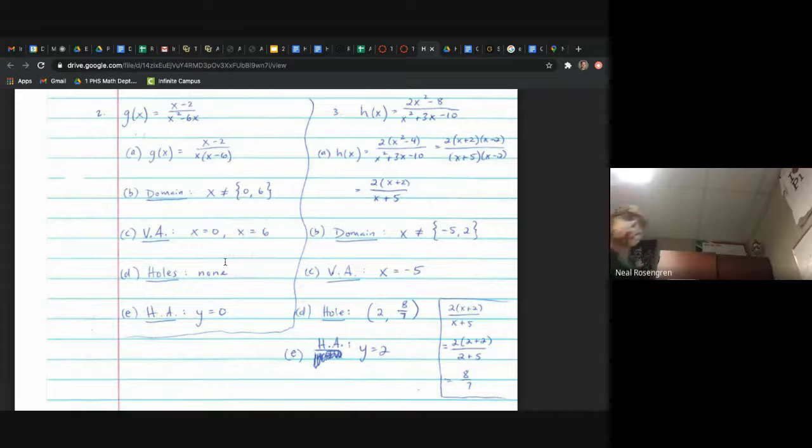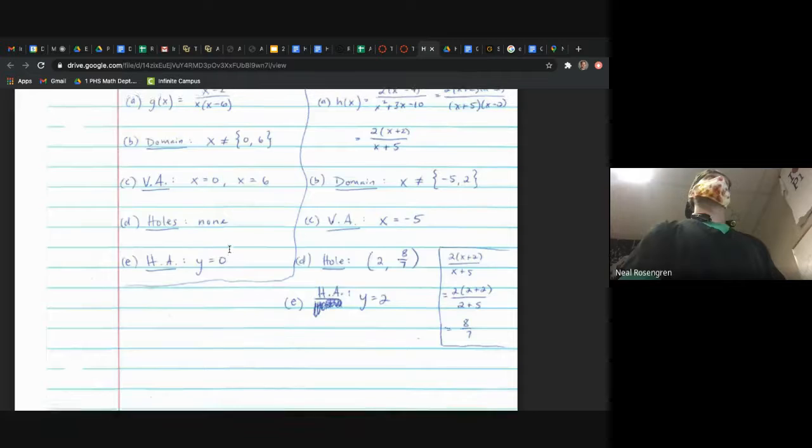okay? And when I list my domain, yeah, 0 from this little x over here and 6 from this x minus 6 are the two numbers I can't use. And because they don't produce any holes, they are both going to be asymptotes. They're both going to be vertical asymptotes. And you see how I wrote those two equations separately, right? X equals 0 and x equals 6. Write them as two separate equations because they're two different lines. So I want to have both of those, okay?